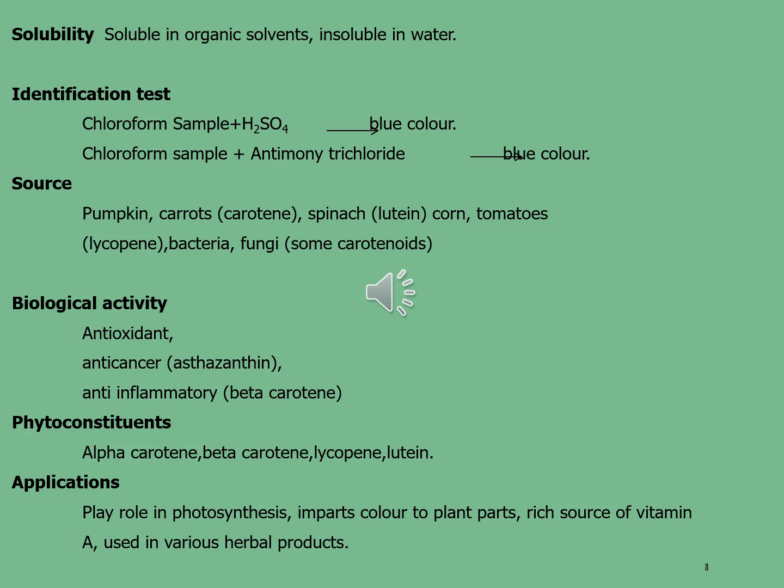In the second test, the sample is taken in chloroform and antimony trichloride is added, which gives the blue color, which indicates the presence of carotenoids. Common sources of carotenoids are pumpkin, carrots, spinach, corn, tomatoes, bacteria, and fungi. Some phytoconstituents have biological activities that are antioxidant, anti-cancer, and anti-inflammatory. The phytoconstituents that are present are alpha-carotene, beta-carotene, lycopene, and lutein. Carotenoids play an important role in biosynthesis, impart color to plants, and are a rich source of vitamin A used in various herbal products.